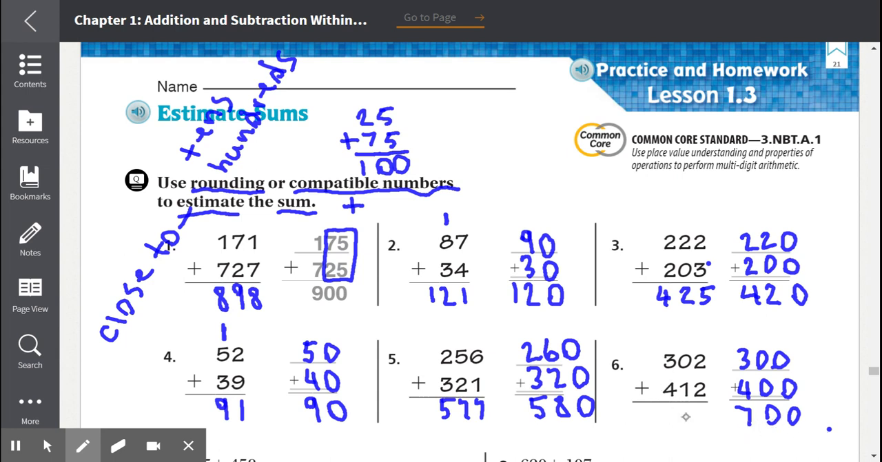But if we were to solve the actual problem, 2 plus 2 equals 4. 0 plus 1 equals 1. 3 plus 4 equals 7. 714 and 700, close. So our estimate is correct.